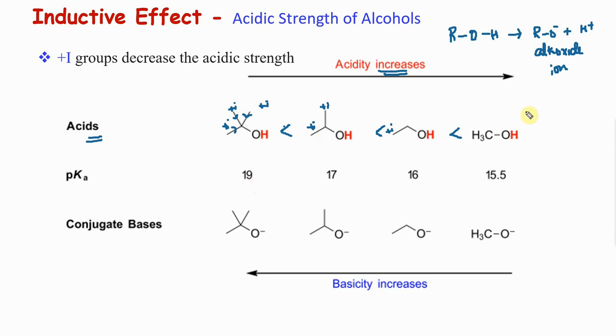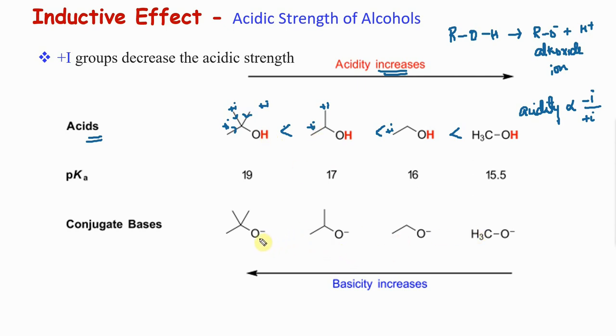So acidity is proportional to the minus I effect and inversely proportional to the plus I effect. You may want to write this down. Where plus I is higher, acidity is lower. Similarly, let's look at the conjugate base. This is the right way of seeing it in general. When this hydrogen leaves, the base that forms is this.